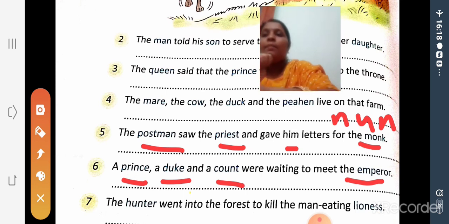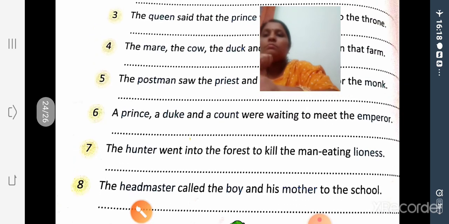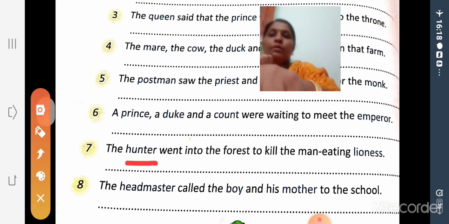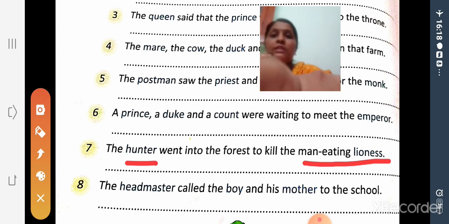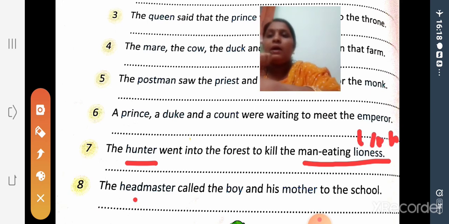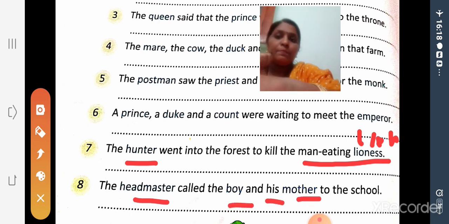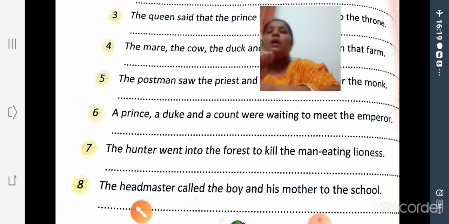Then hunter, kill the man-eating lioness. Hunter, huntress; man-eating lioness, man-eating lion. Then the headmaster, boy, his mother: headmaster, headmistress; boy, girl; his, her; mother, father. Like that you have to write all these sentences in your grammar textbook without any mistake.